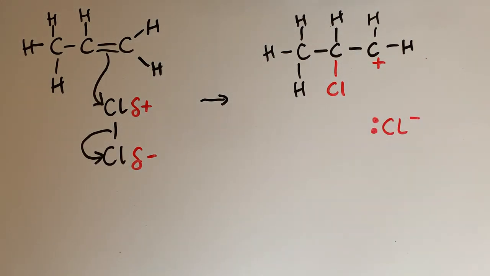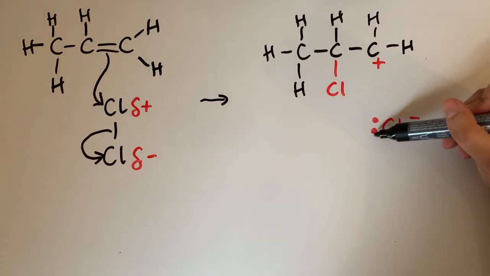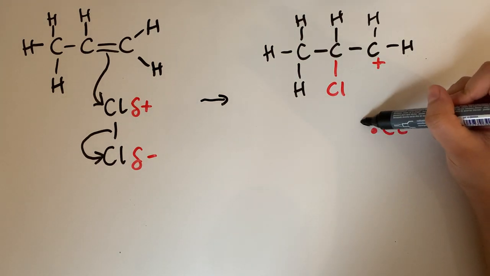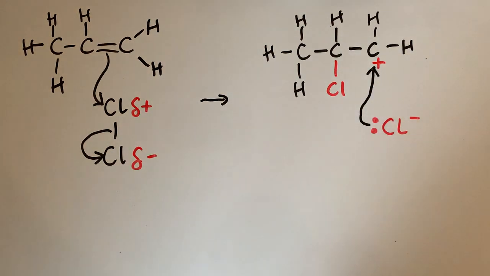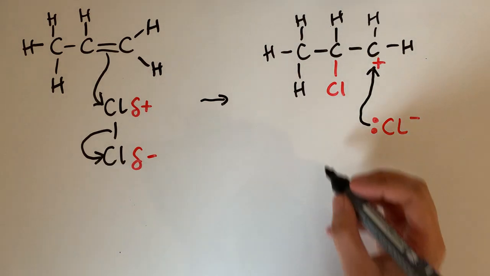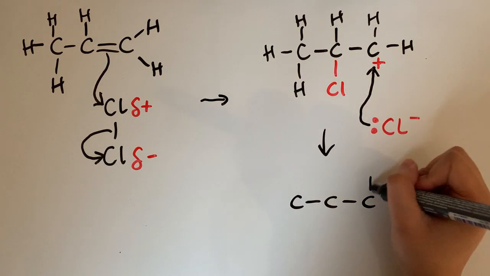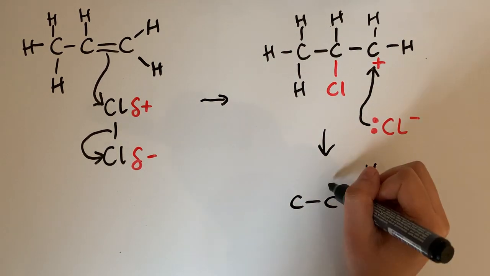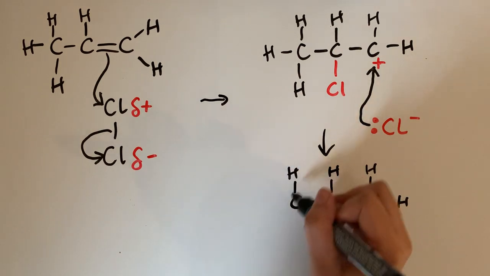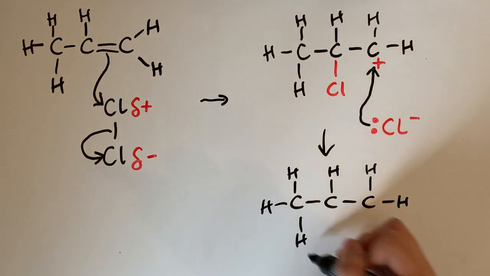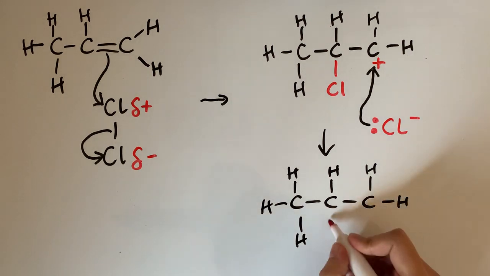And the final curly arrow is always from the lone pair, not the negative charge, from the lone pair going to the carbon positive, the carbocation. And if we do that, we then form a bond between that carbon and that chlorine. Like so.